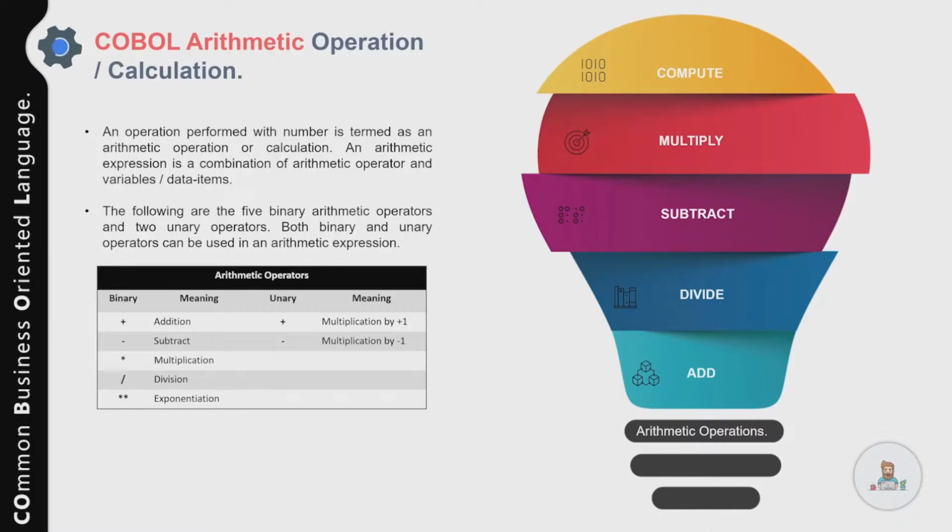The first binary operator is plus, which is used for addition. After that you have minus, which is used for subtraction. After that you have asterisk, which is used for multiplication. Thereafter you have forward slash, which is used for division. After that you have two asterisks, which is used for exponentiation. The first unary operator is plus, which means multiplication by plus 1. And the next one is minus, which means multiplication by minus 1.